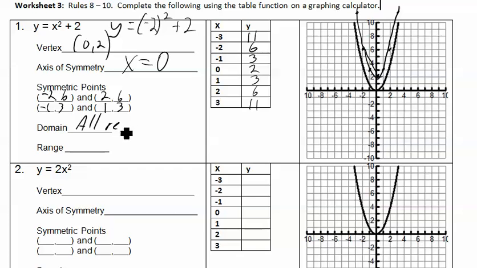And then the domain for all parabolas, unless it's changed by the situation, is all real numbers, because we can put anything in x. And the range on this one goes from the vertex, the y value of the vertex, either greater than or less than, in this case it's going up, y is greater than or equal to 2.